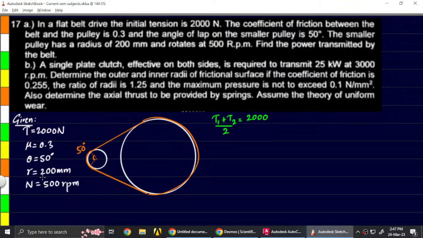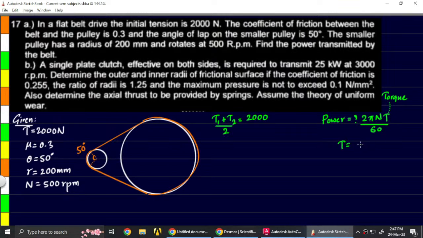And then the radius of the smaller pulley is given, that is 200 mm, and the RPM it is rotating with is also given to us. And we have been asked to find the power. Okay, and we know the formula for power is 2 pi N T by 60, with T being the torque.